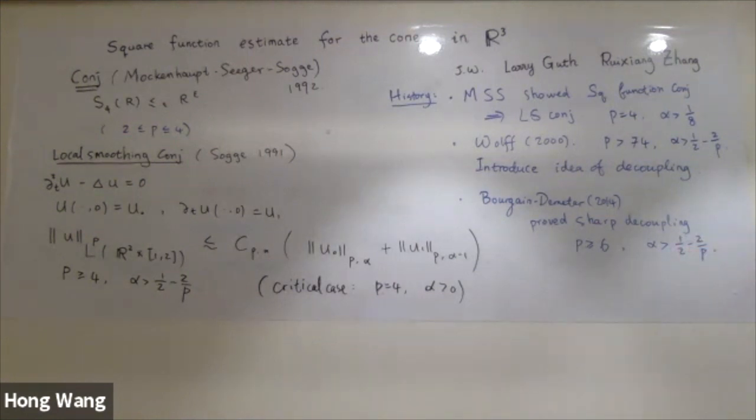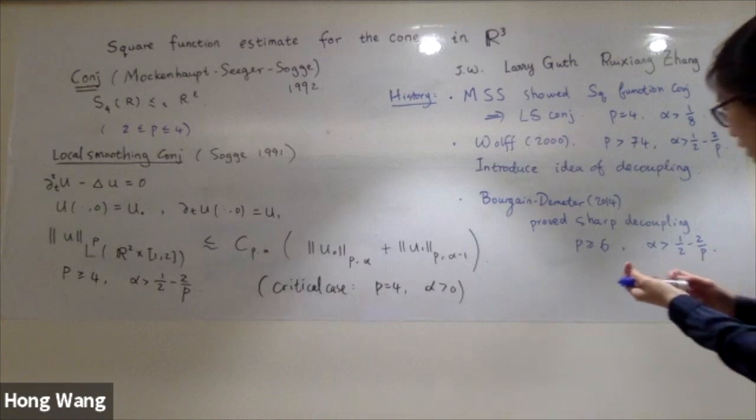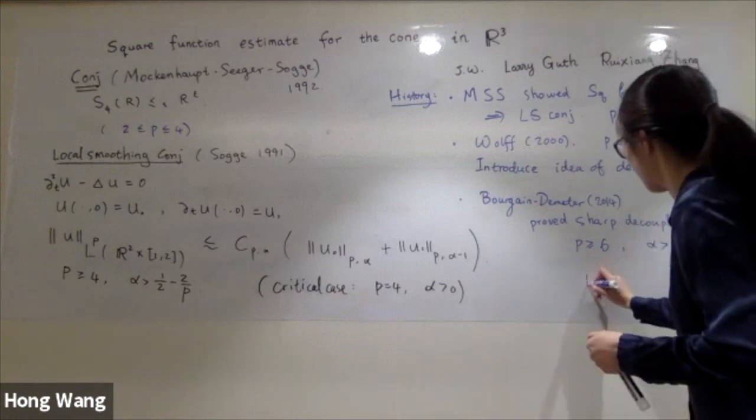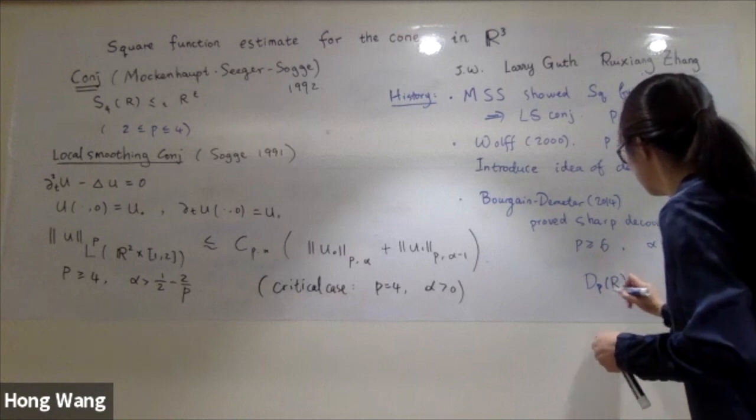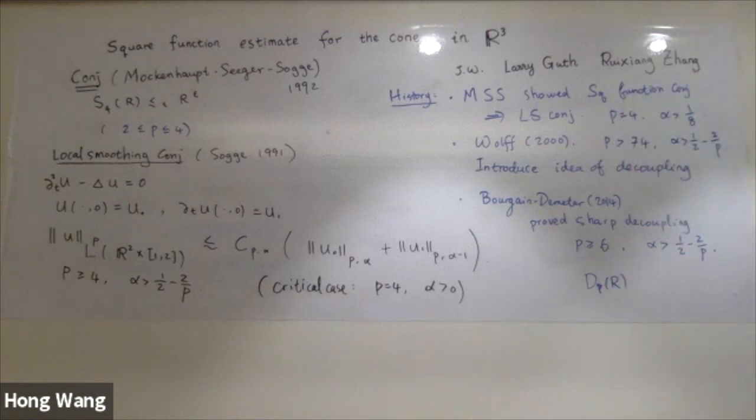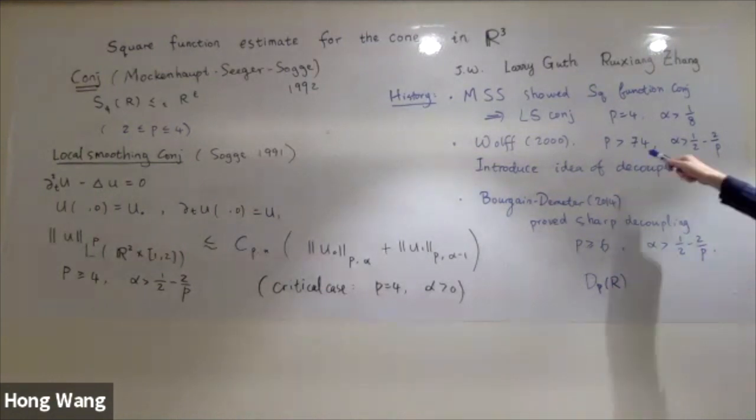Obviously in Wolff's result, he's using p very large. What is that reflected in, the geometry or his method? So in the decoupling inequality there is a decoupling constant, and for p equals infinity, we conjecture the decoupling constant to be R to some power, and that can be proved just using the triangle inequality plus Hölder. And so it's harder to show for smaller p. But that's what he did.